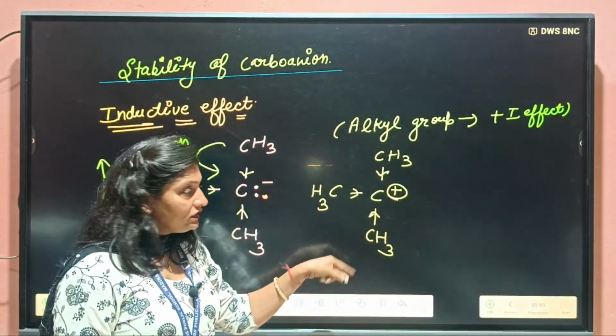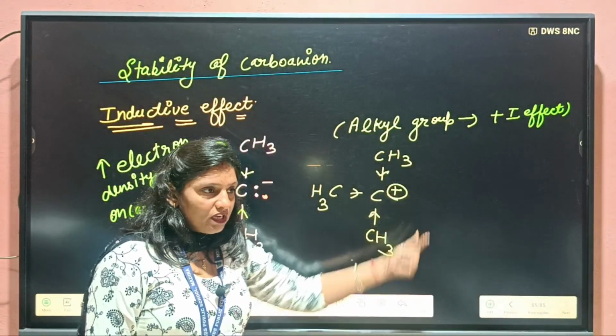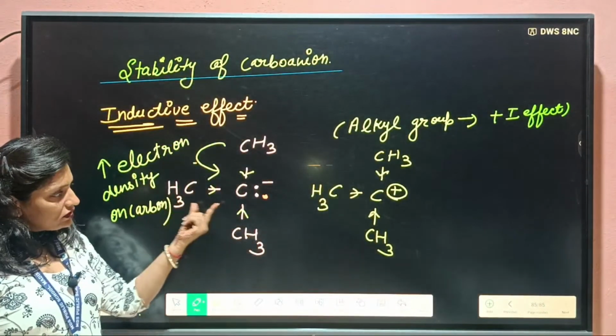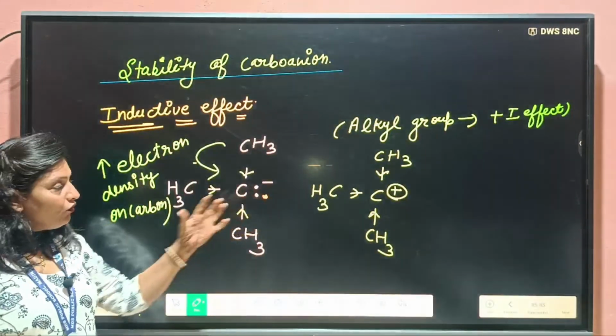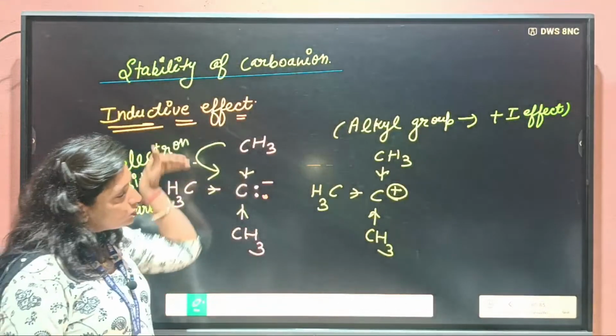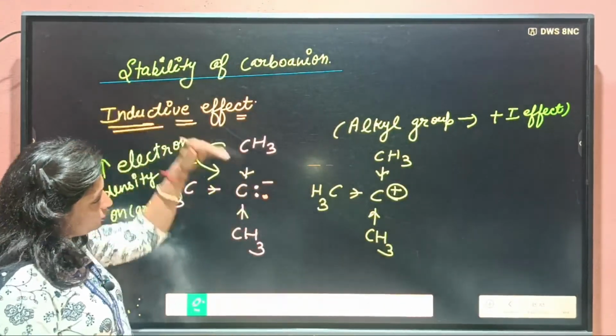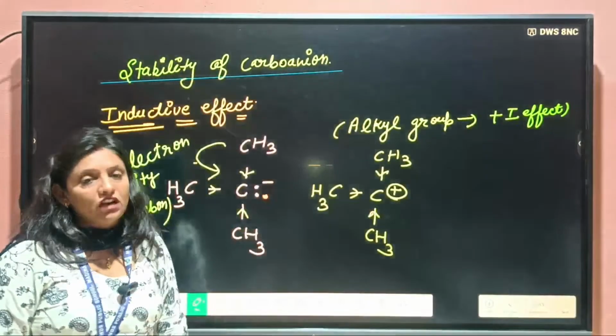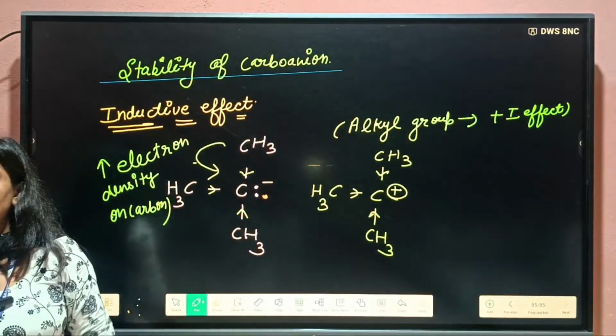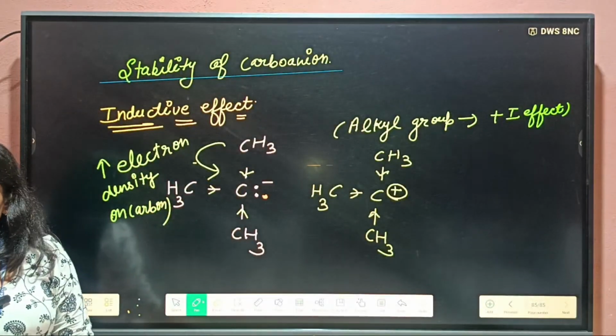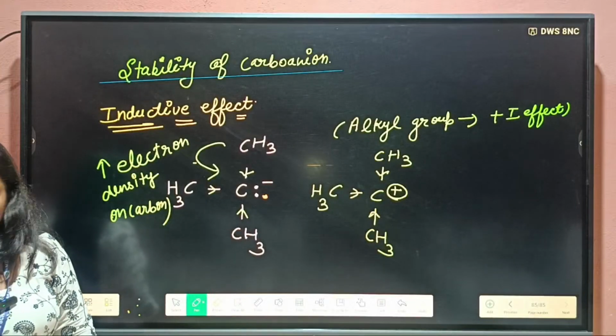So students, in carbocation, these alkyl groups are providing stability to this one. But here they are increasing. Already it is negatively charged. Further they are giving electrons to this one. Further they are going to increase electron density on this carbon, which is making it unstable. Is it clear or not? Any doubt in this?